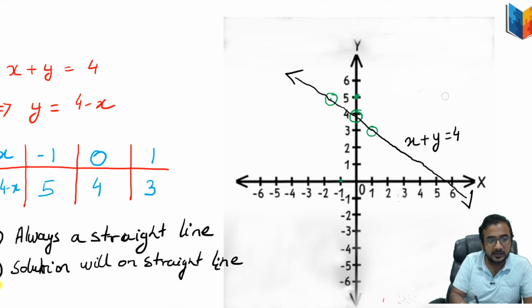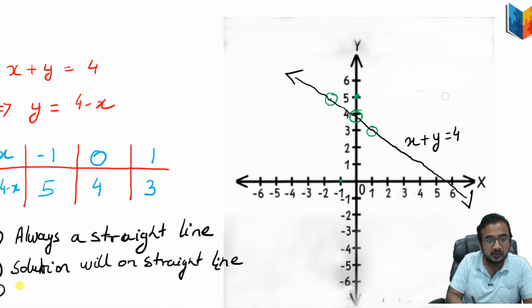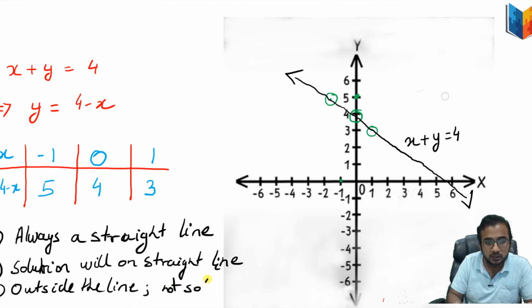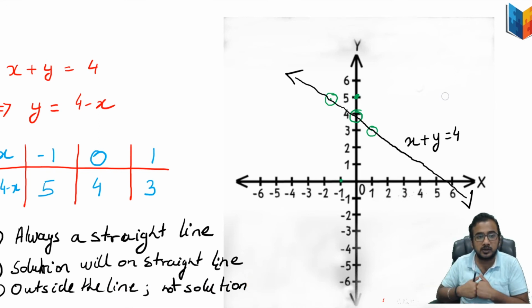The third point is that all the points which are outside the line will not be a solution. I am writing: not a solution. It means that anything which is outside the line will not be your solution. So that is the most important point.